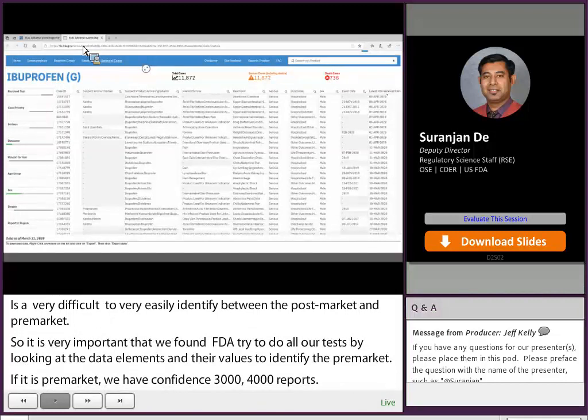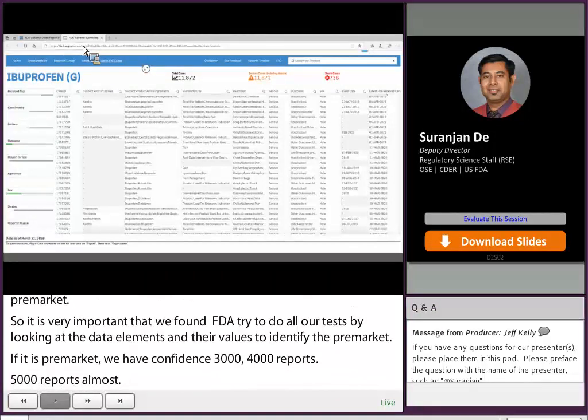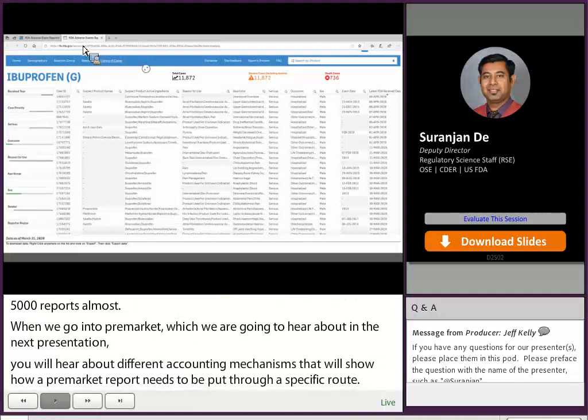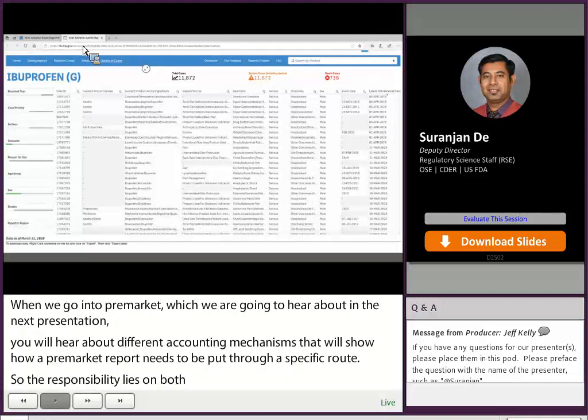When we go into pre-market, which you're going to hear about from our next presentation, you will hear about different routing mechanisms that will show how a pre-market report needs to be submitted to a specific route and a post-market report to a specific route. So I think the responsibility lies on both sides, both from the sponsor side and the FDA side. But FDA, we try to do our best based on the data that has been submitted to identify a pre-market report and put it into a whole different bucket, which never touches the post-market side.